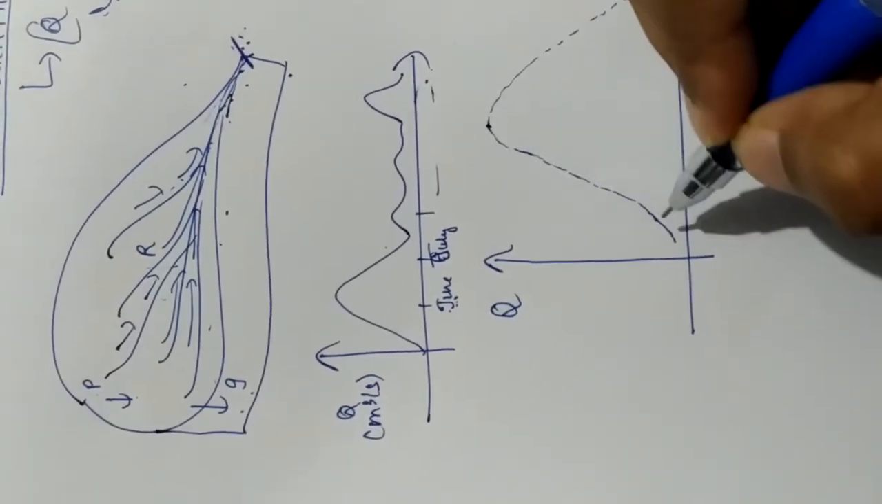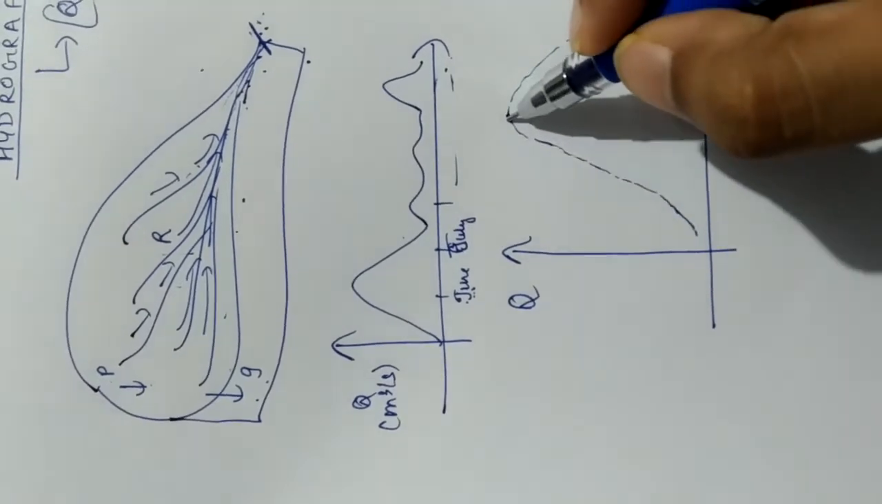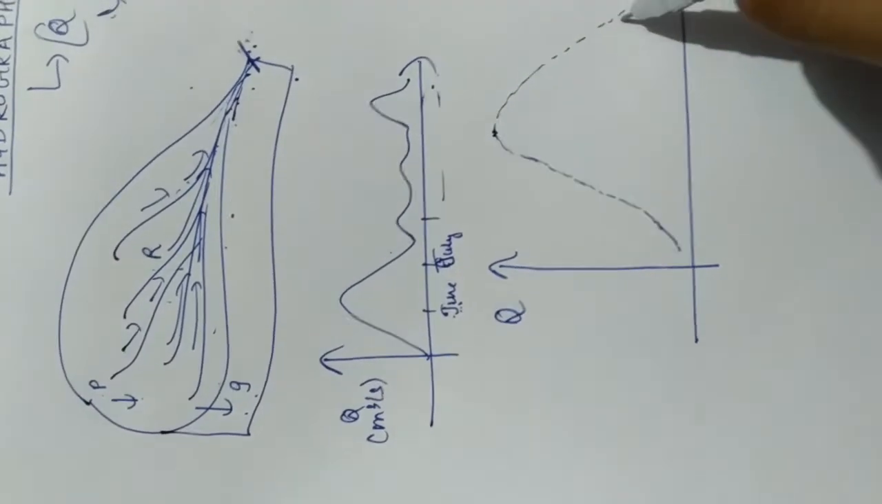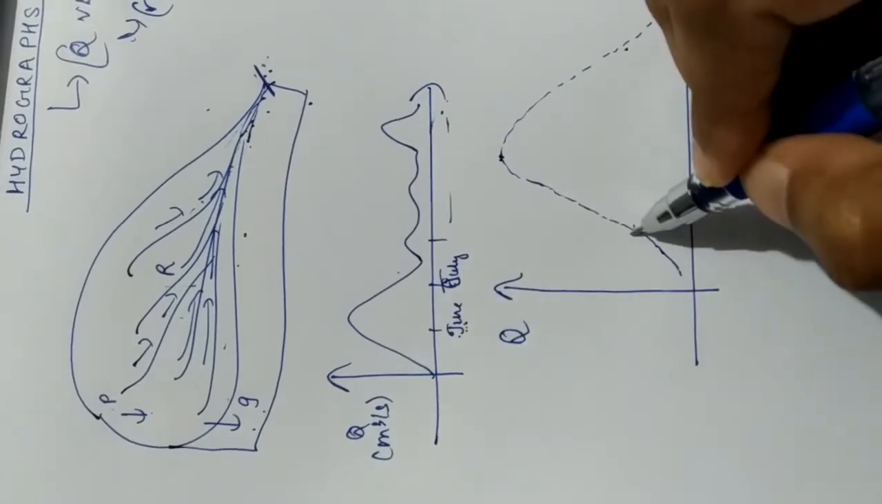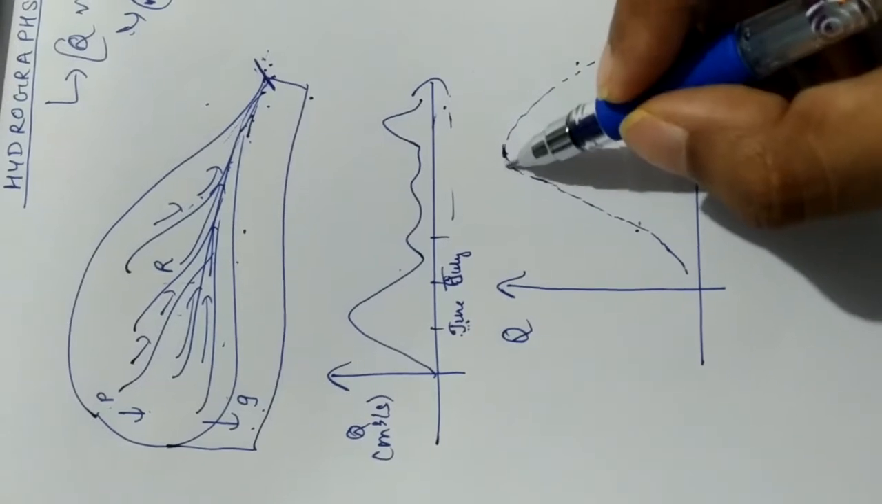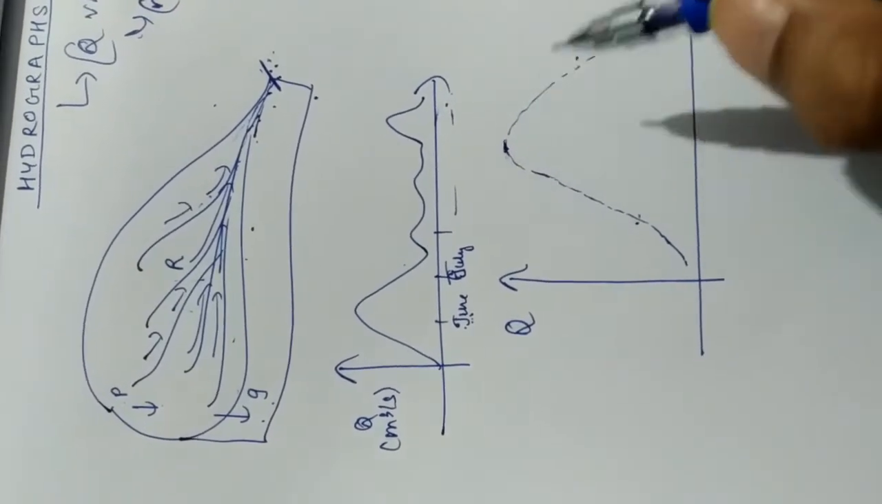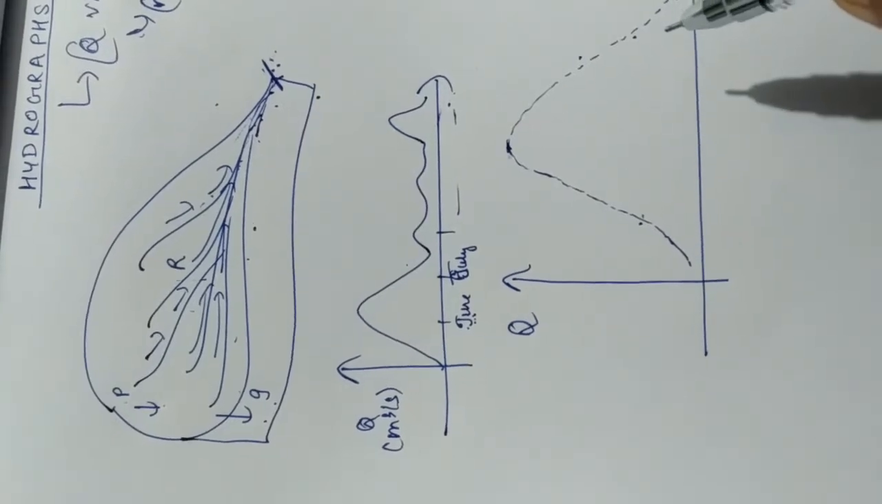This will rise as more water is coming to this outlet. Now after the rain has stopped, it will continue to fall down. That is why this is called the rising limb, this is called the falling limb, this is called the crest segment, because you get the peak here. So you get the crest here, that's why you call it the crest segment.